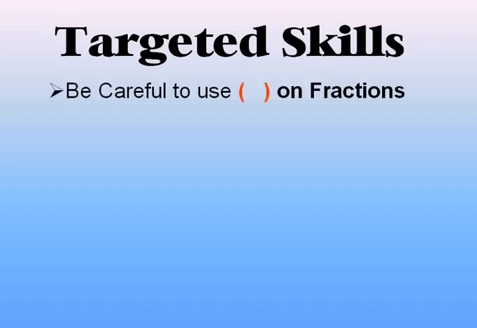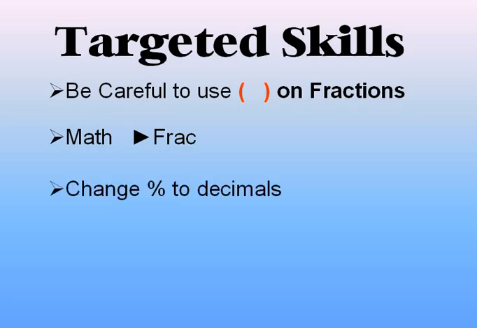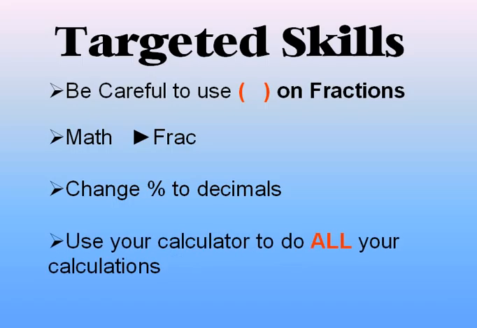The skills targeted on the calculator in objective number 9 are using parentheses to input fractions. If your answer choices are all fractions and you need to change your answer to a fraction, go to Math, Fraction. If you use a percent to do a calculation, you must change it to a decimal. And use your calculator to do all your calculations.